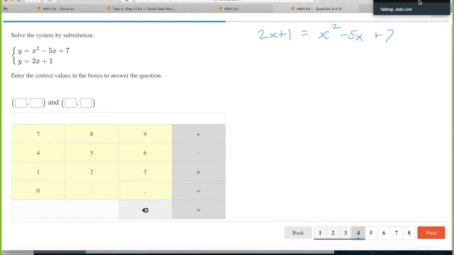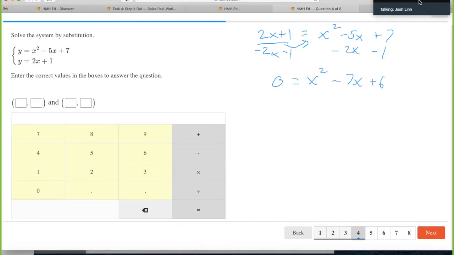Okay, so now we need to get 0 equals x squared and so on. So we're going to move all of this over to the other side. So that's going to be minus 2x minus 1 on this side, minus 2x minus 1. So we're going to have 0 equals x squared minus 7x plus 6.